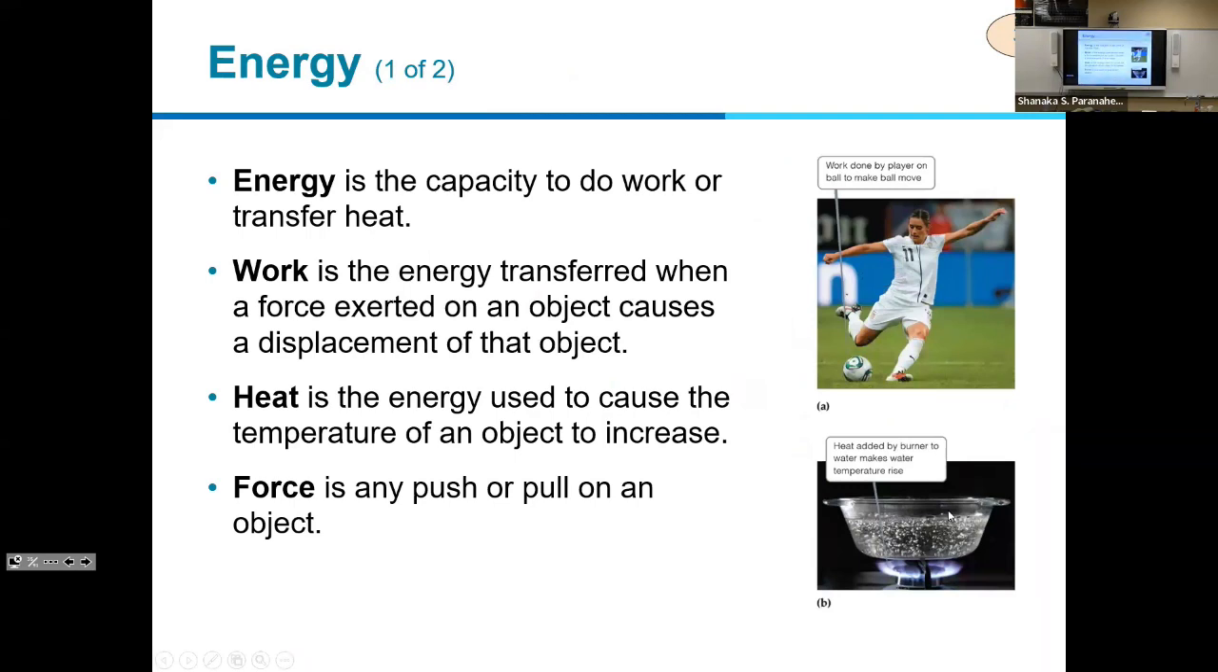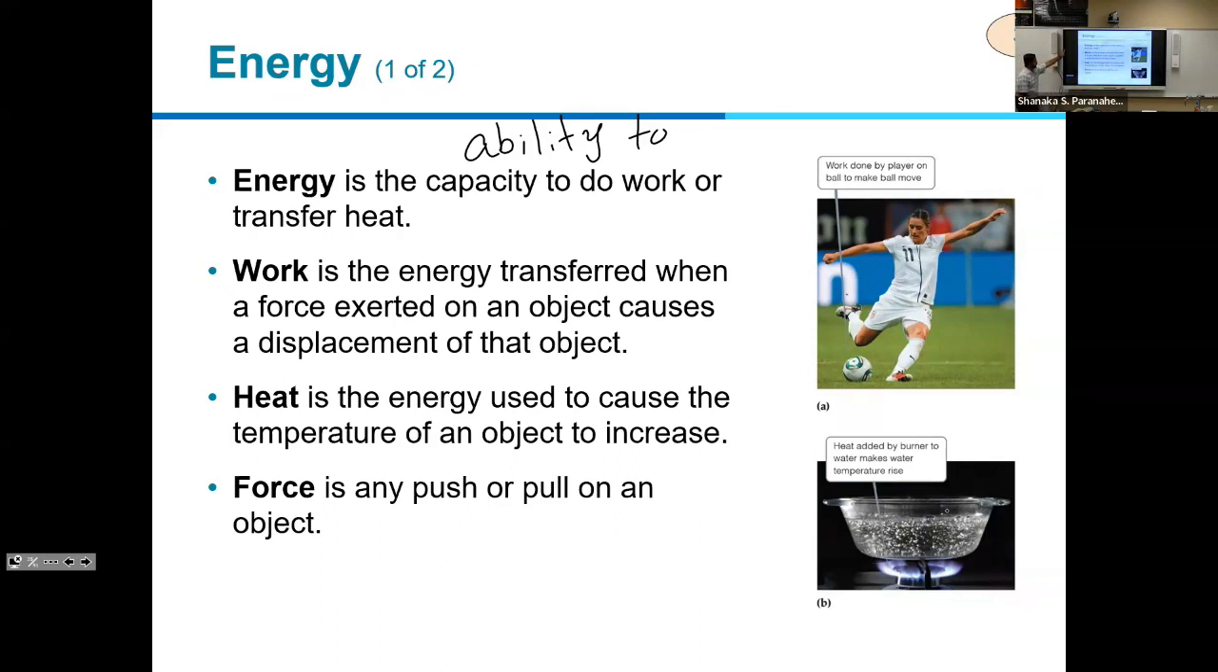Okay, so let's talk about energy. Energy is the second part of this chapter, and we are not going to spend much time on it. I just want to give you the definition of energy. Energy is the capacity to do work, in other words, the ability to do work or transfer heat. So energy is the ability to do work or the capacity to do work or transfer heat.